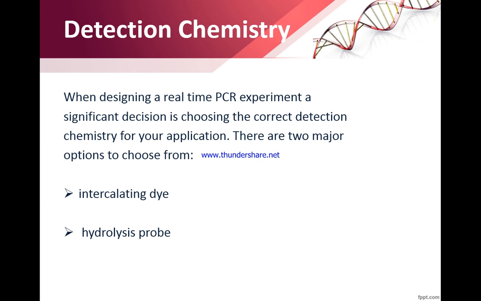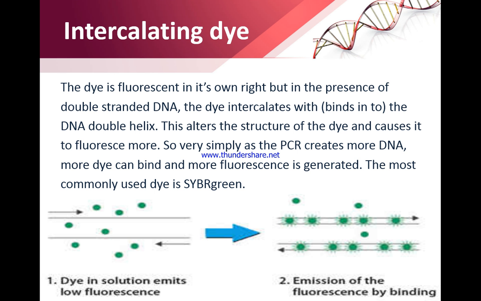Detection chemistry: how we detect it while it is happening. When designing a real-time PCR experiment, a significant decision is choosing the correct detection chemistry for your application. There are two major options to choose from: intercalating dye and hydrolysis probe. So what is intercalating dye? We will discuss it first, and then the hydrolysis probe.